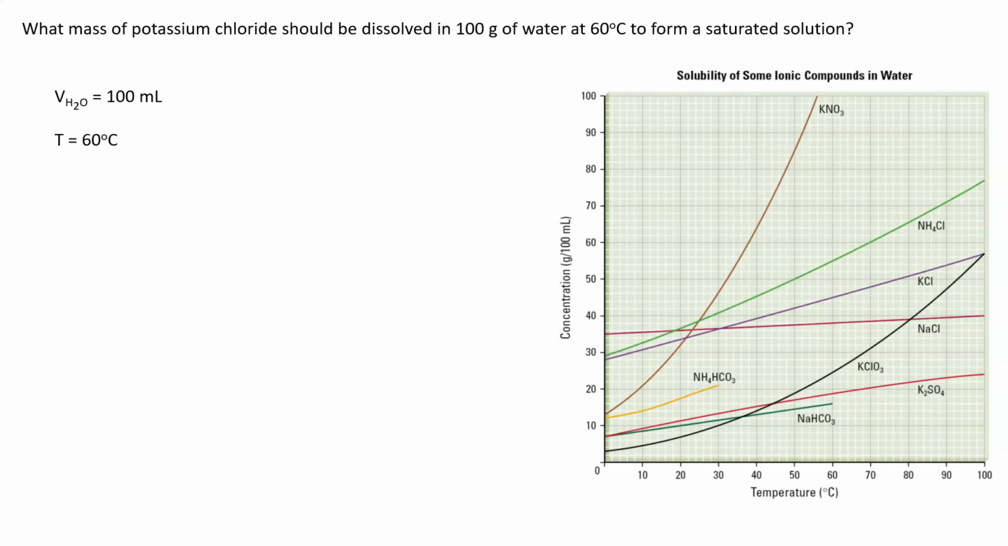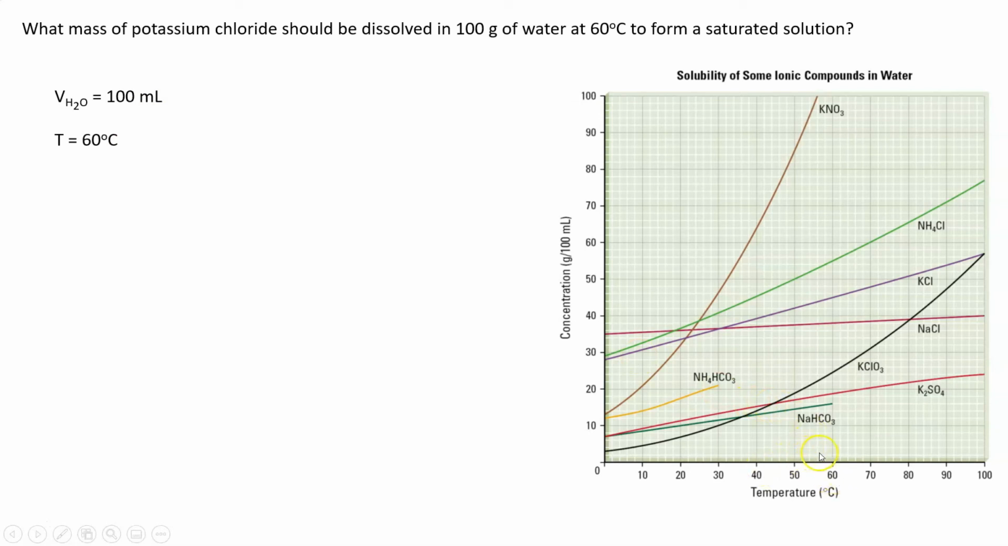So just like we always do, we first write down our givens. So we were told the volume of water. Yes, we were given a mass of water, but remember the density of water is 1 gram per milliliter. So 100 grams has a volume of 100 milliliters. We have the temperature of our water.